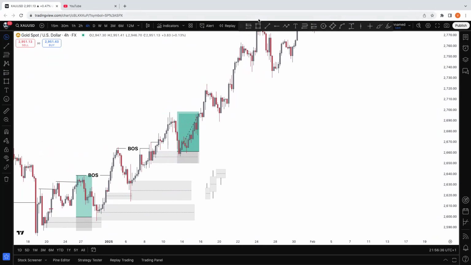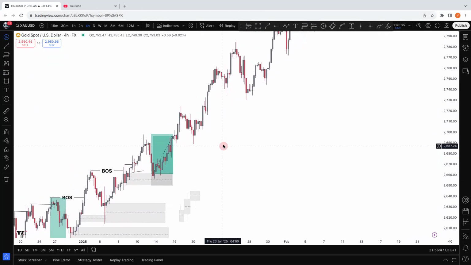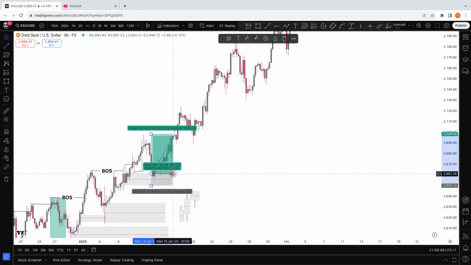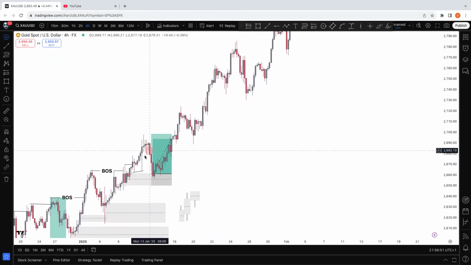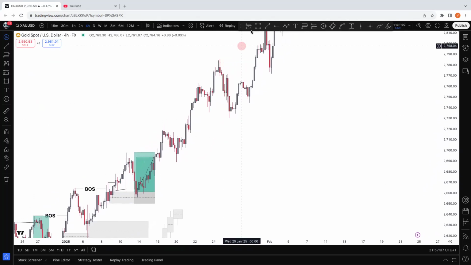Now, all of these things you see here are all inducements, right? That's what I was talking about, inducement. All of these highs you see here. So we are just using order blocks and imbalance as our confluence for entering this market, and we are avoiding inducement. We can also use breaker blocks, but since this is a trend continuation, we can decide to just stick with the order blocks since gold is in a trend continuation.